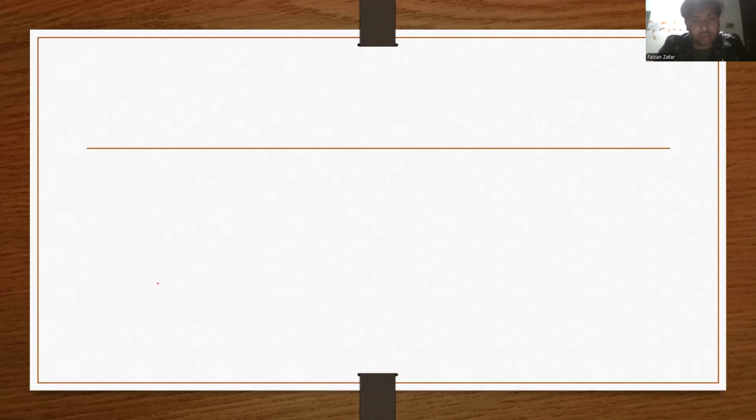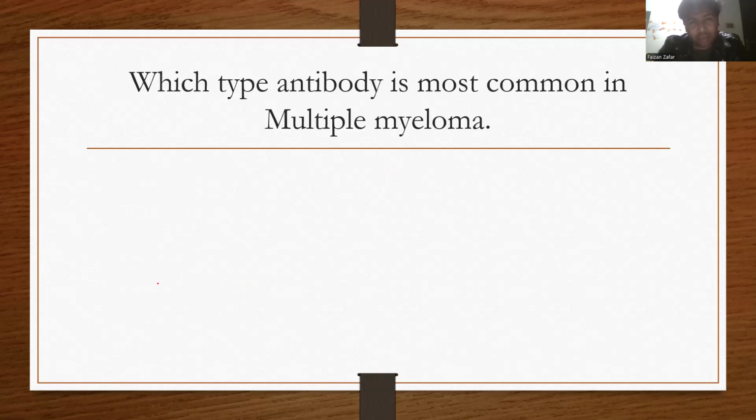Okay, so next one. Which type of antibody is most common in multiple myeloma? Can you guess? Yes, you're right. It's IgG. It is the most common.